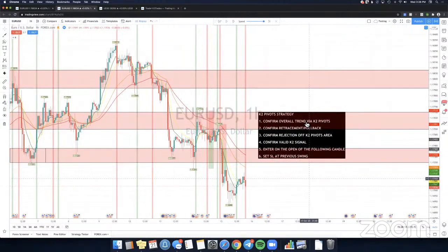Same requirements, confirm the overall trend. Price is below the pivots. They're spread out. They're angling down. It's a downtrend. Confirm retracement. Price comes down, retraces from this point upwards. Then it rejects from the K2 pivots right here.